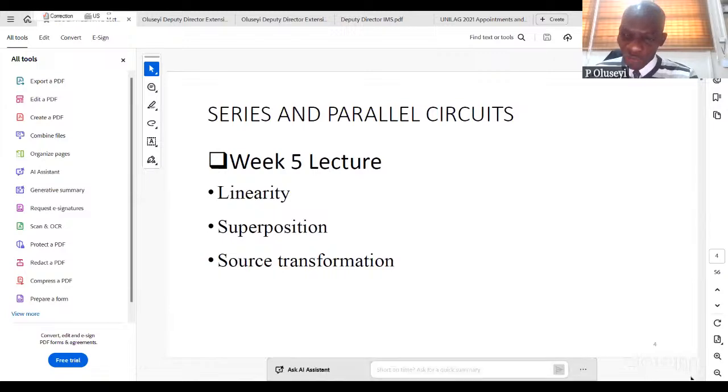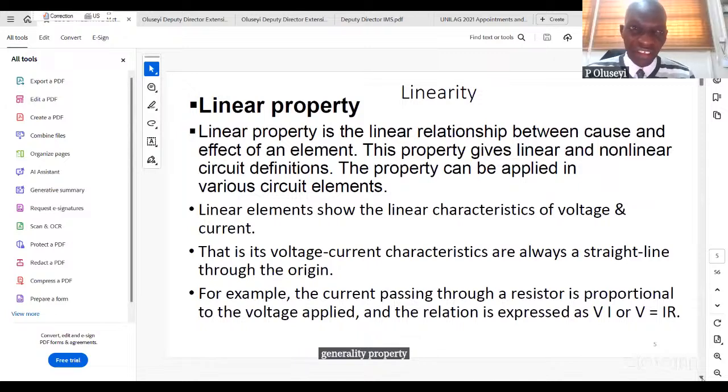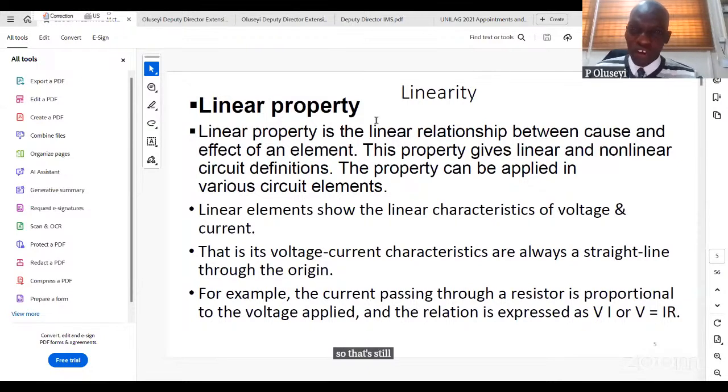So when we are talking of linearity, it means the linearity property of any circuit or network. And what does it mean? Linearity property is the linear relationship between cause and effect of an element. I taught you earlier on, I think in the second week of our lectures, we looked at IV characteristics. If you look at the IV characteristics of most of the elements, they are more or less linear in nature. So that's what we are falling back on when we are talking of the linear property of a circuit.